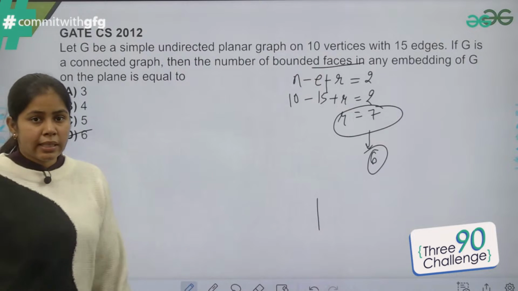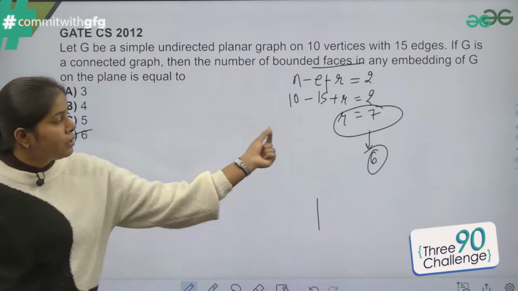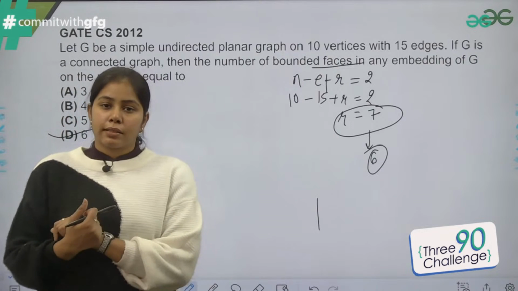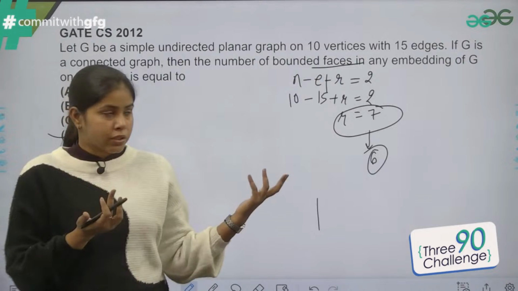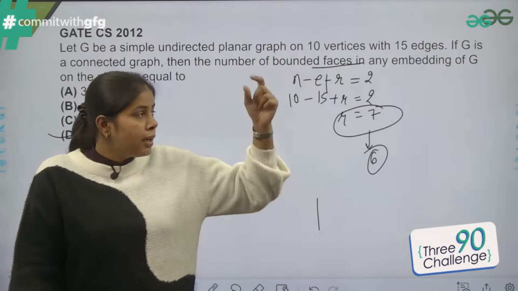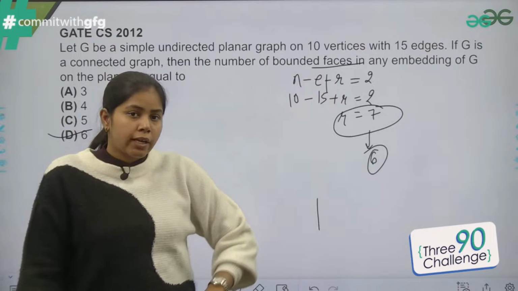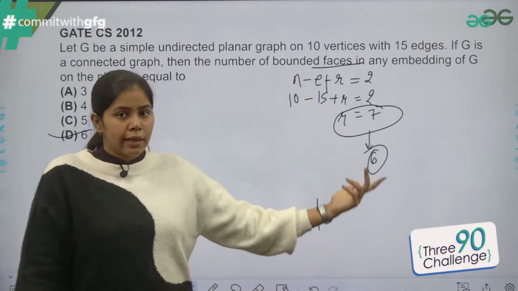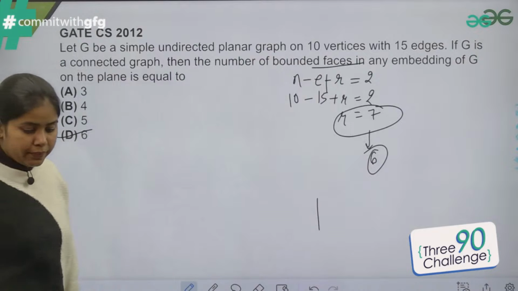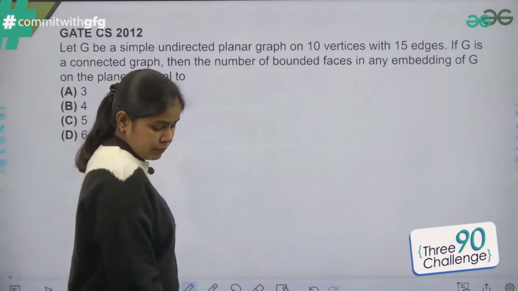I hope this is clear. Simple, direct formula-based question. Generally, GATE doesn't ask such direct formula-based questions, but this is the question. They have added one condition here, that you have to go for bounded faces. Generally, students do not check whether they are asking for bounded or not. They see a face count and check for 7 in the options. Right? So let's move forward.